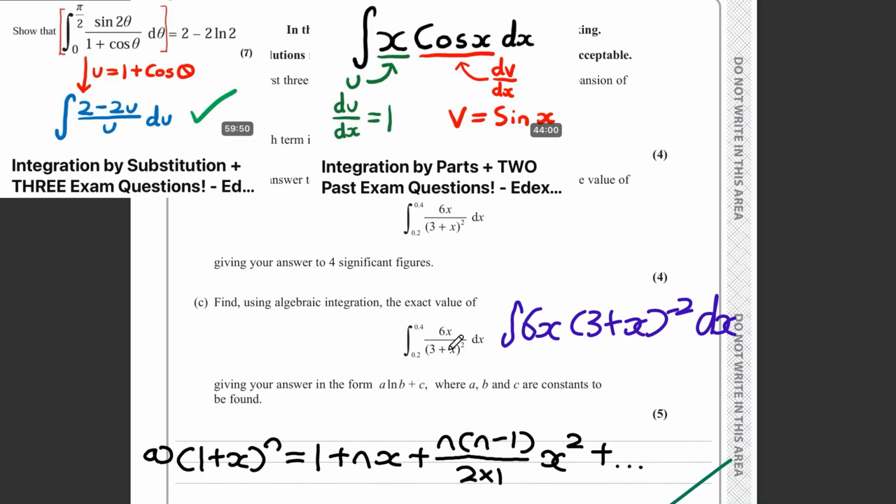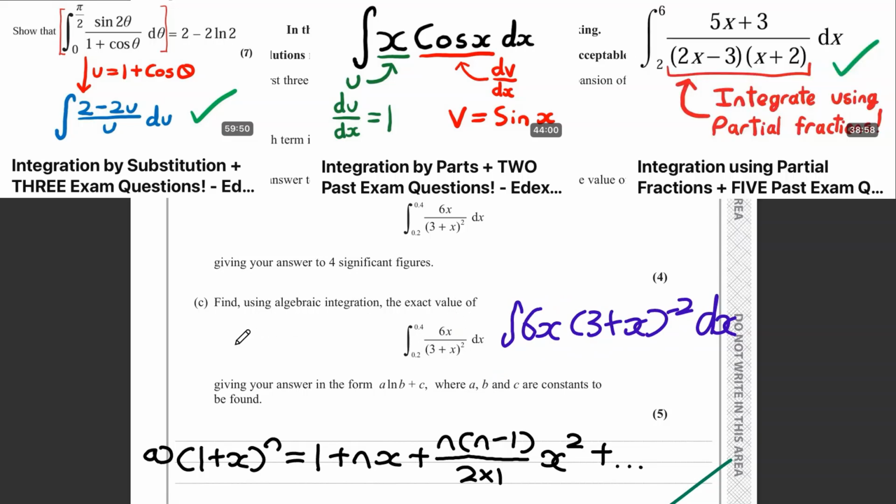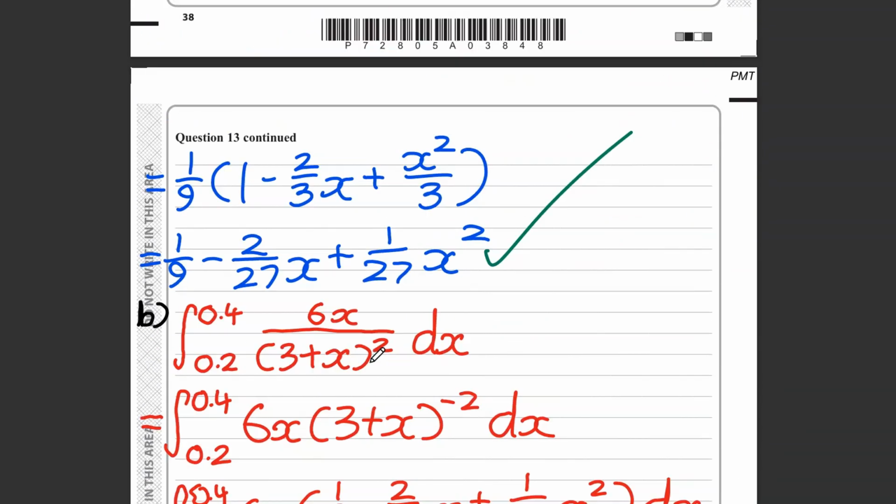You could also do this via partial fractions. I personally wouldn't do it that way. I don't think that feels that natural. But if you're really good with partial fractions, you can do it that way as well. But I'm going to do this via substitution.